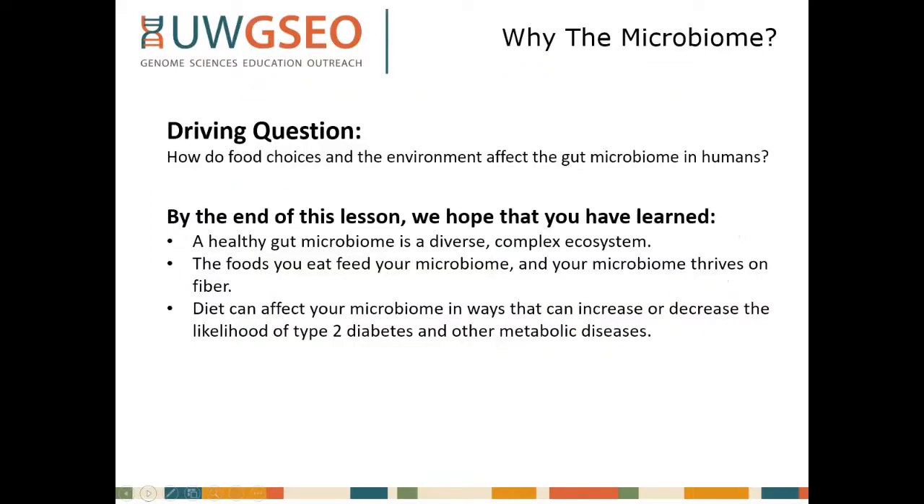So the driving question for this unit is how do food choices and the environment affect the gut microbiome in humans? And the learning objectives are that the gut microbiome is a diverse, very complex ecosystem, and the foods that we eat affect our microbiomes, and our microbiomes thrive on fiber. And diet can affect the microbiome in ways that can increase or decrease the likelihood of type 2 diabetes and other metabolic diseases.